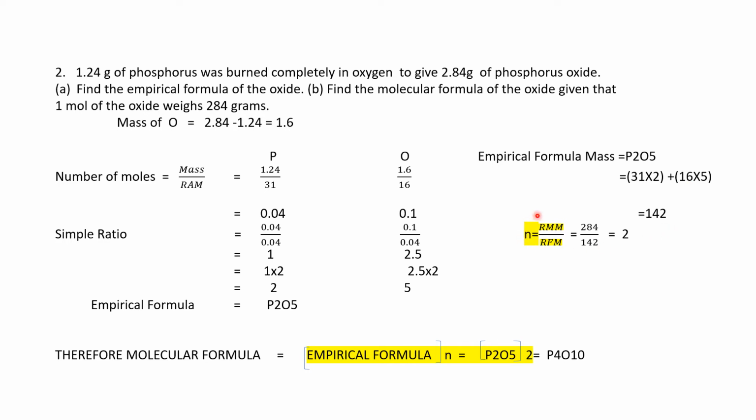So N is equal to relative molecular mass divided by empirical formula mass, which we just calculated, that is 284 divided by 142 equal to 2. Substitute the value of N over here. Therefore P2O5 times N. So times N bracket means multiplied by. Therefore phosphorus is 2 2s are 4 and oxygen is 2 5s are 10.